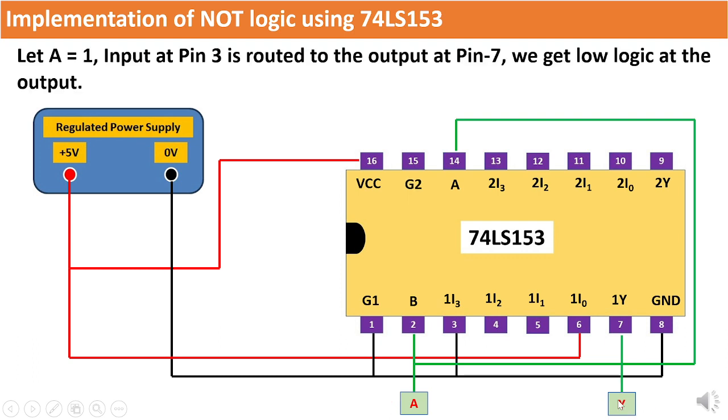With the input A now connected to logic 1, the input line 1I3 is selected at the output. Furthermore, since we observe that pin number 3 is connected to logic low, the output at pin number 7 will also be at a logic low level.